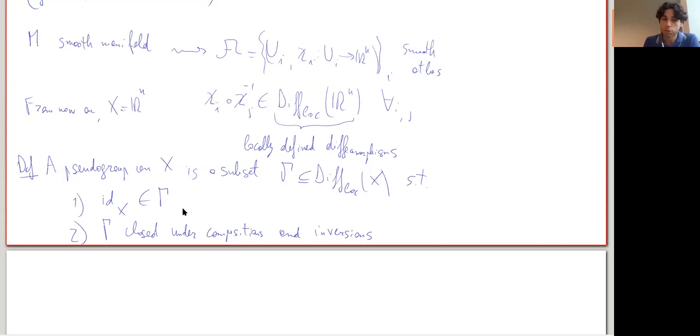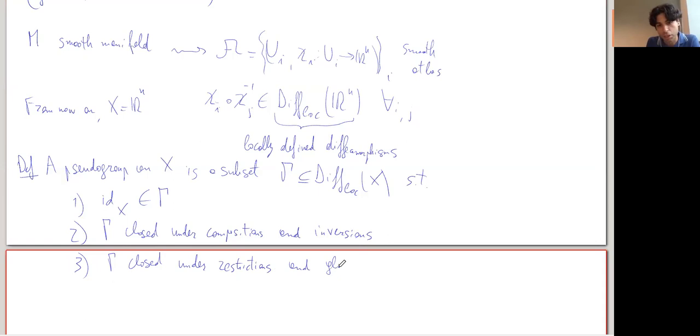But then there is also an extra kind of property, which is more sheaf-like. We ask Gamma to be closed under restriction and gluing.